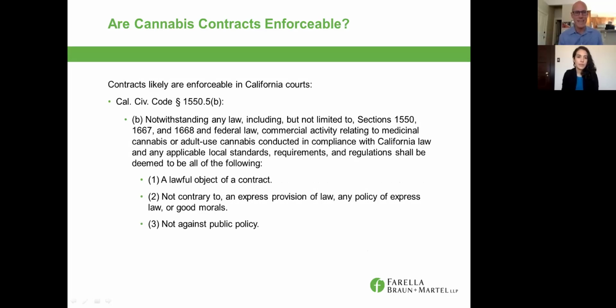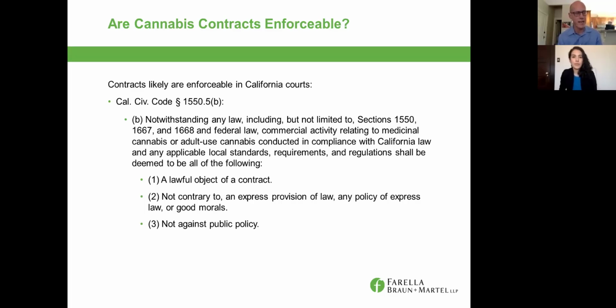So if you were in California state court and not in federal court, in all likelihood, contracts related to cannabis businesses are enforceable. And the reason is the California legislature passed a statute that became effective in January of 2019. Civil Code section 1550.5, and this is what it provides. Basically provides that notwithstanding any other laws, state or federal, commercial activity relating to medicinal or adult use cannabis that is conducted in compliance with California law is considered, among other things, to be a lawful object of a contract.